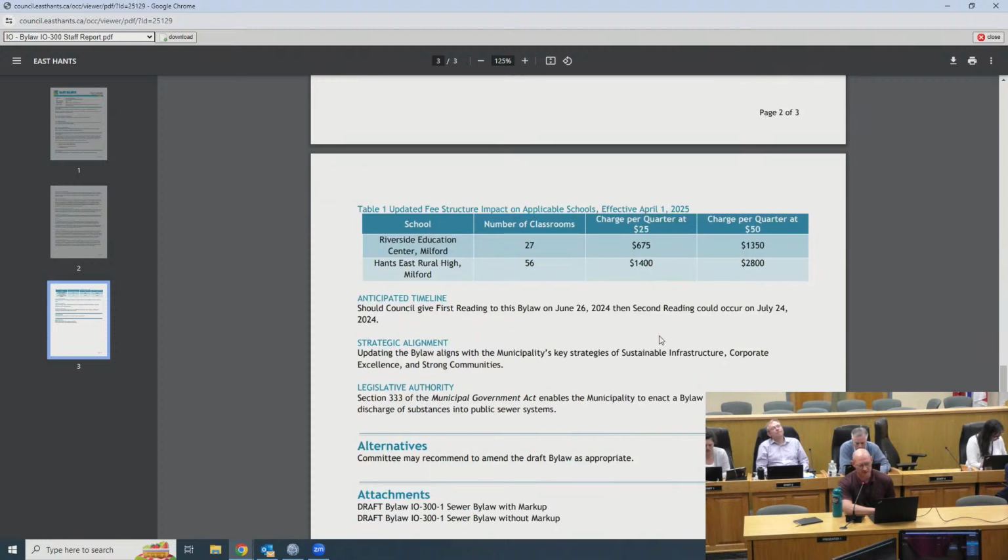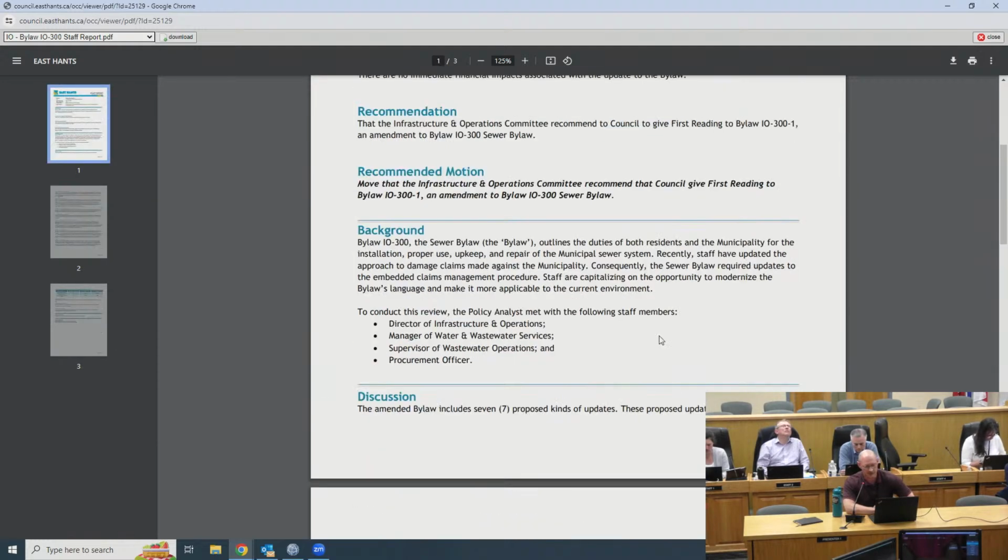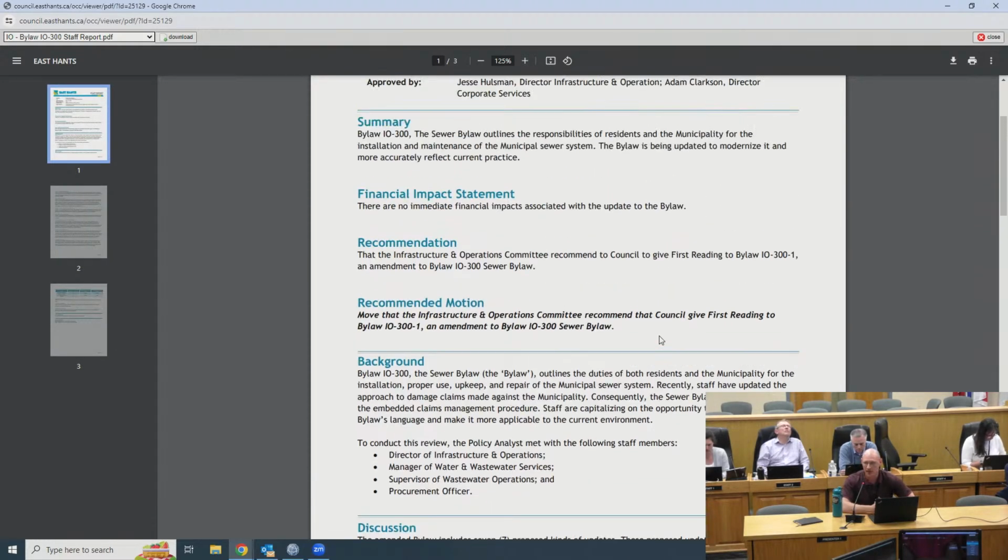The schools impacted by this change are the Riverside Education Center in Milford and the East Hansborough High, also in Milford. Should committee or council give first reading to this bylaw in June, second reading could occur in July. There is a recommended motion for your consideration. I would be happy to answer any questions about the bylaw update process itself. However, I would refer technical questions about the sewer system operations to the Director of Infrastructure and Operations. Thank you very much, and back to the chair.